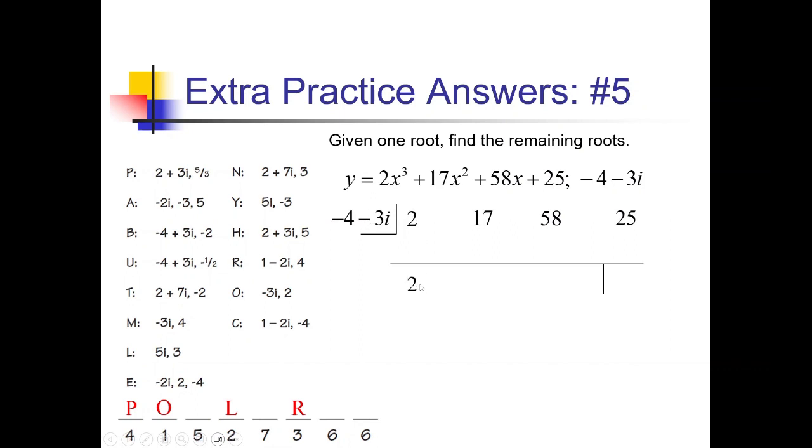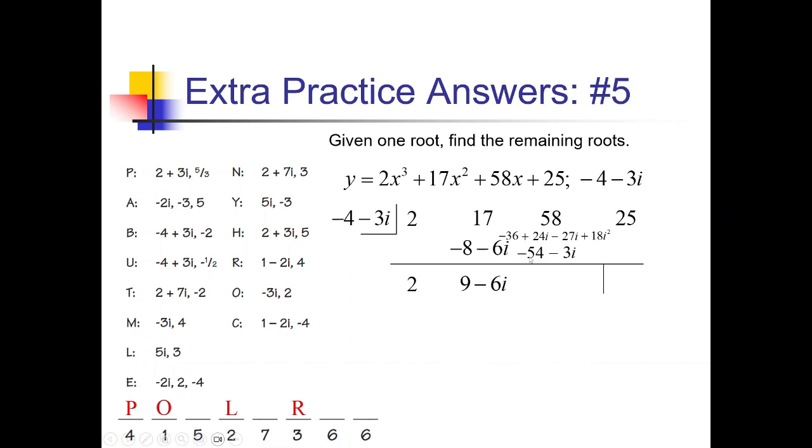We bring down our 2. Distributing that, we have negative 8 minus 6i. 17 and negative 8 gives me a 9 minus the 6i. And now we're going to FOIL again, just like we've gotten used to doing on the last two problems. So negative 4 and 9 is negative 36. Negative 4, negative 6i is positive 24i. Negative 3i and 9, that's negative 27i. And negative 3i and negative 6i is going to be positive 18i squared. 18i squared is really negative 18. Added to the negative 36, we have a negative 54. And then 24i minus 27i is going to be negative 3i.